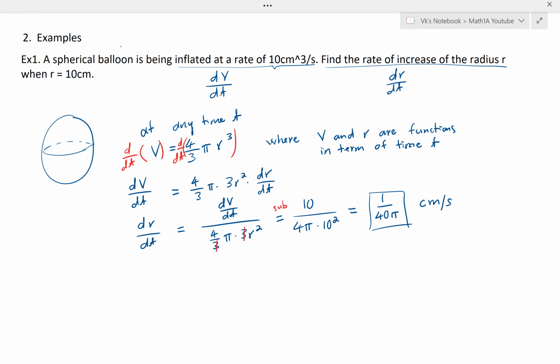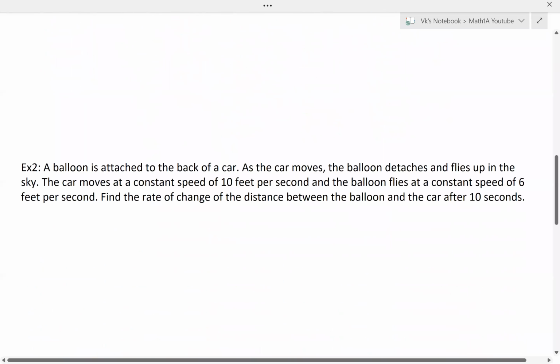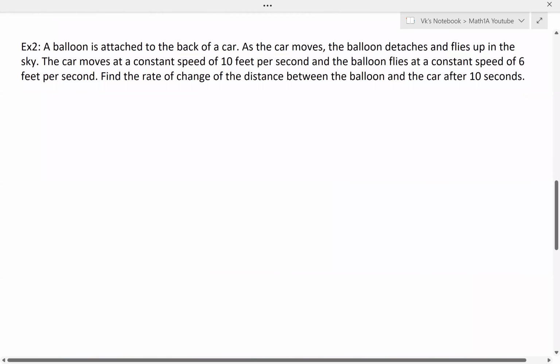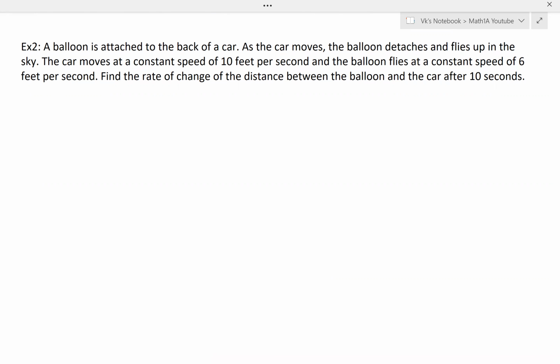Let's take a look at another one. In the second example, a balloon is attached to the back of a car. As the car moves, the balloon detaches and flies up in the sky. The car moves at a constant speed of 10 feet per second, and the balloon flies at a constant speed of 6 feet per second. Find the rate of change of the distance between the balloon and the car after 10 seconds.